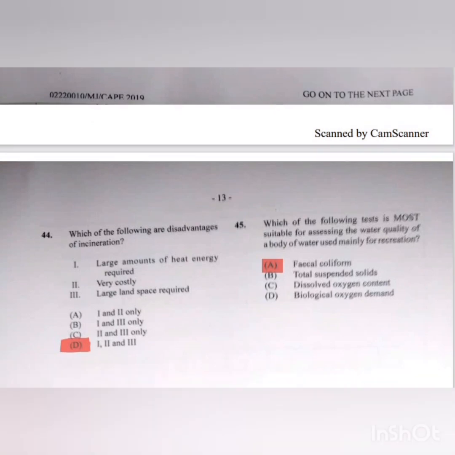44. Which of the following are disadvantages of incineration? The answer would be large amounts of heat energy required, very costly, and large land space required. 45. Which of the following tests is most suitable for assessing the water quality of a body of water used mainly for recreation? The answer would be A, fecal coliform.